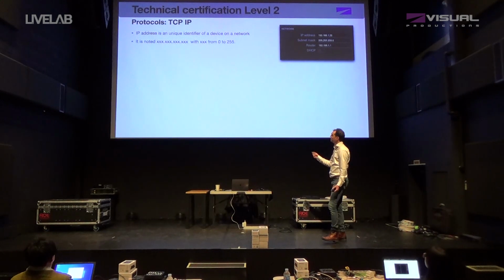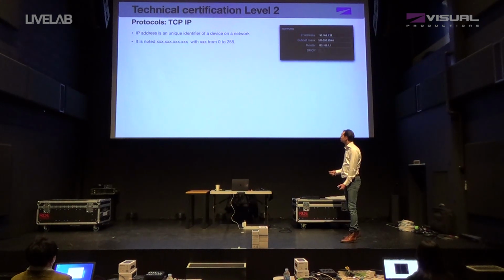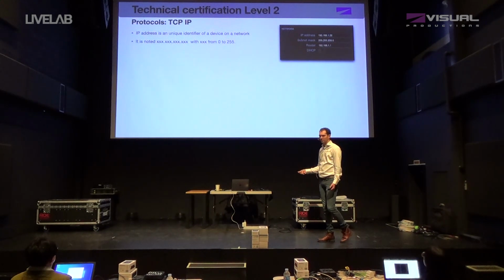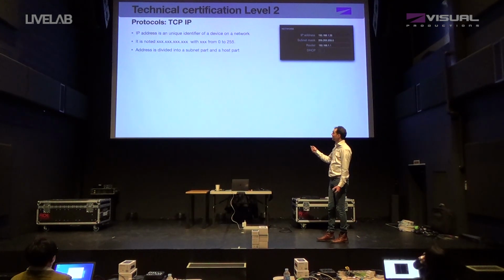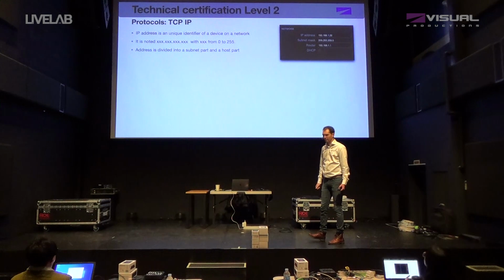And as we saw yesterday, it's noted with 4 blocks of 3 digits, XXX, and each block can go between 0 and 255. Those 4 blocks are divided into a subnet part and a host part.